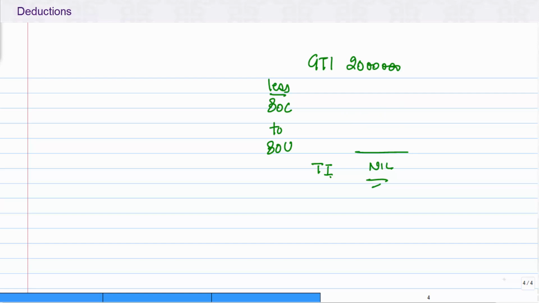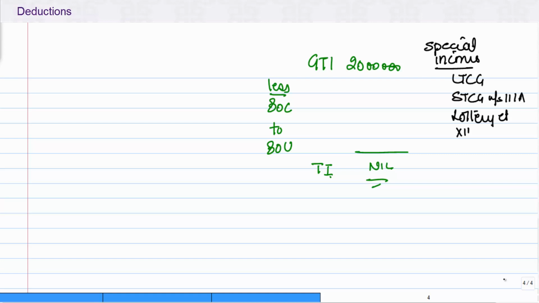Then we've discussed this over the course. In the chapter of capital gains, we discussed that special incomes, specifically long-term capital gains, short-term capital gains under section 111A, then you have income from winnings from lotteries, etc. And of course, you have chapter 12 and chapter 12A of the non-residents, certain incomes taxable at special rates, where the income has a rate of tax. We all know long-term capital gains is taxable at 20%, short-term under 111A, which is where STT has been levied, and lottery is taxable at 30%. On these incomes, no deductions are generally allowed.